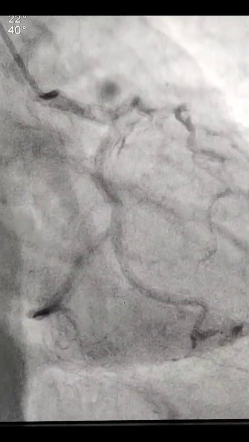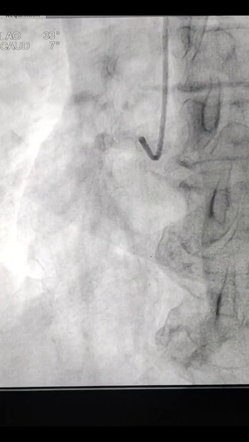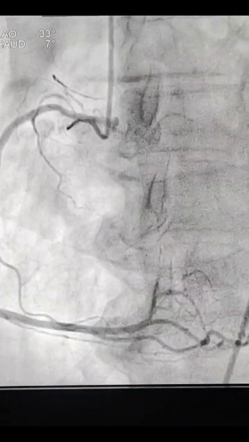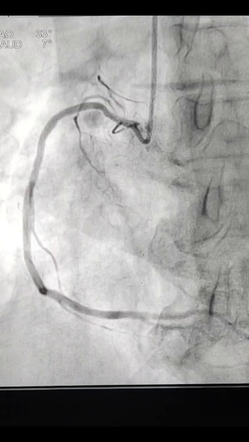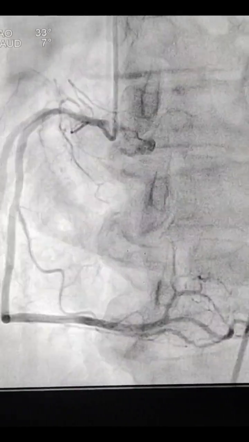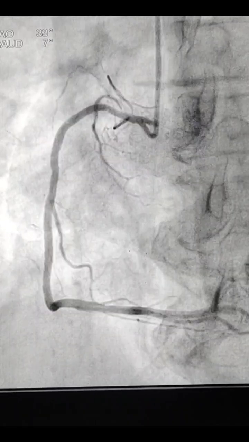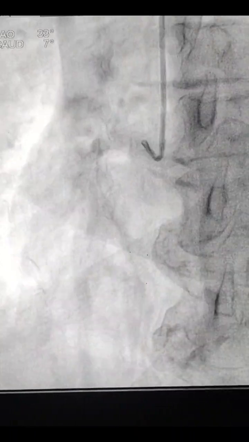So in a different patient, I'll show you the dominant RCA. In this case, you can see the RCA giving rise to the PDA that ultimately supplies the inferior wall, PDA and PLV. So this is a right dominant coronary system. In this case, I'll show you the LCX.